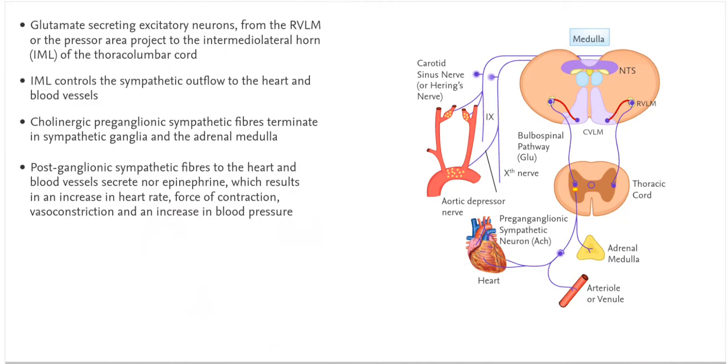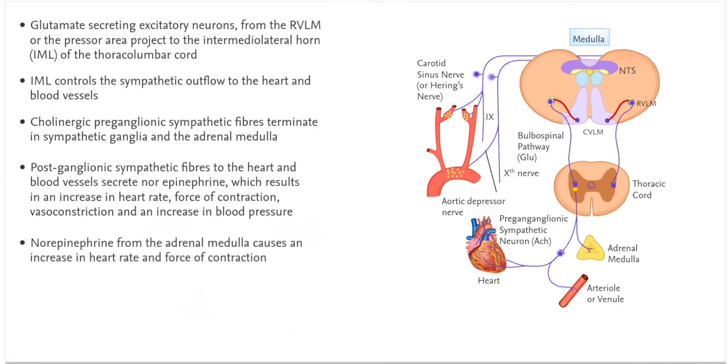Postganglionic sympathetic fibers to the heart and blood vessels secrete norepinephrine, which results in an increase in heart rate, force of contraction, vasoconstriction, and an increase in blood pressure. Epinephrine from the adrenal medulla causes an increase in heart rate and force of contraction.